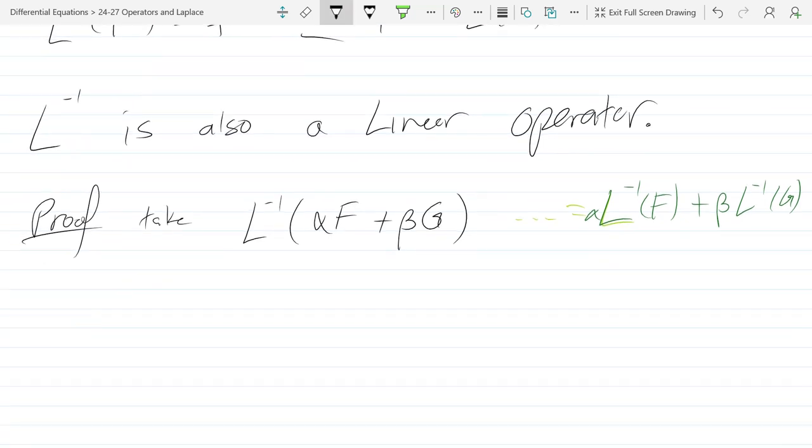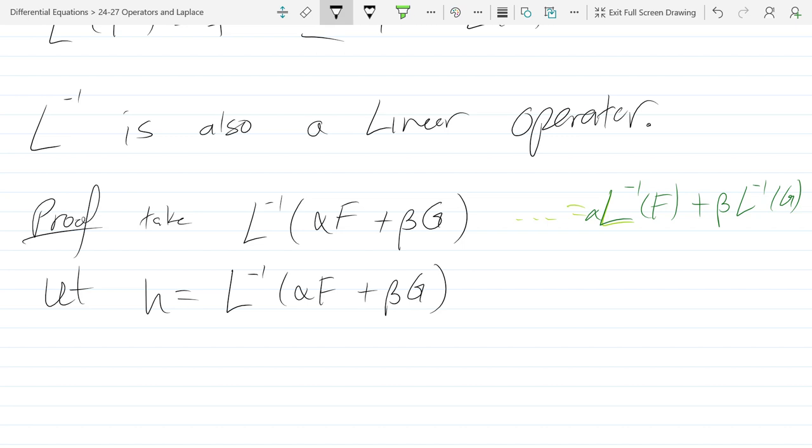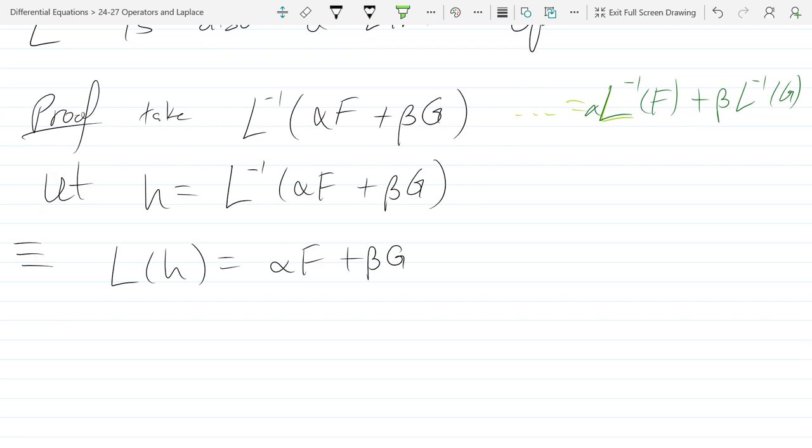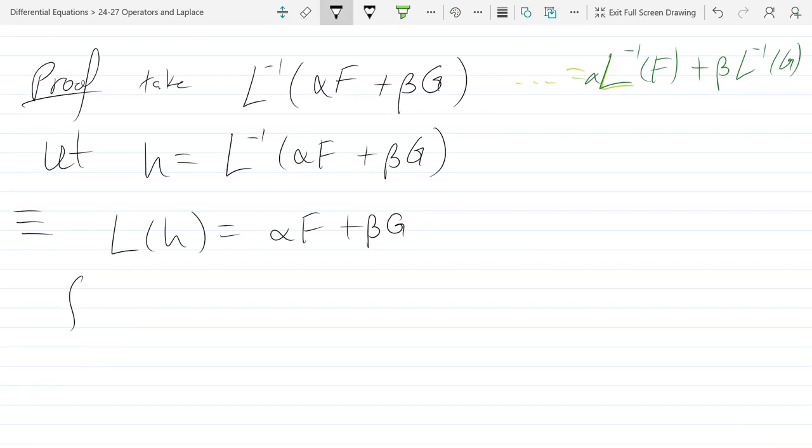What we're going to do instead is I'll just let H equal L inverse of this stuff. So I move the operator to the other side. This is the same as L of H equals alpha F plus beta G. This might be more difficult than it appeared. I do know how to find L of H: the integral from 0 to infinity of e to the negative sx times h.